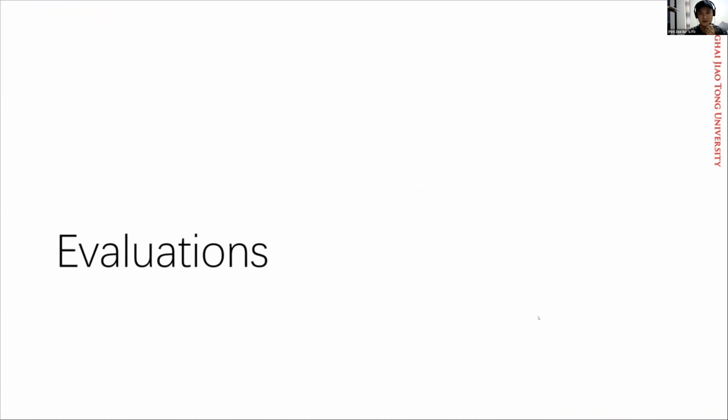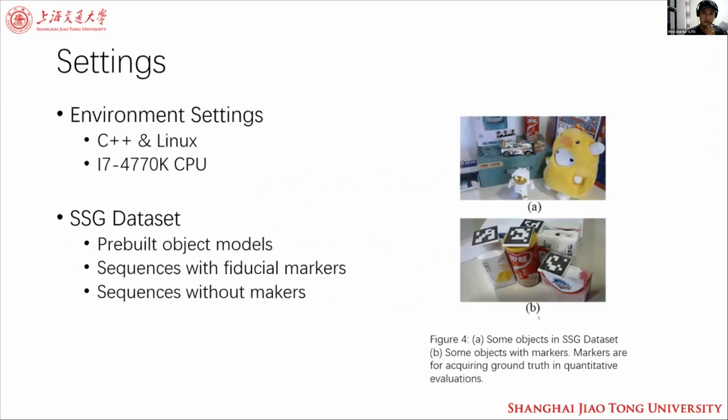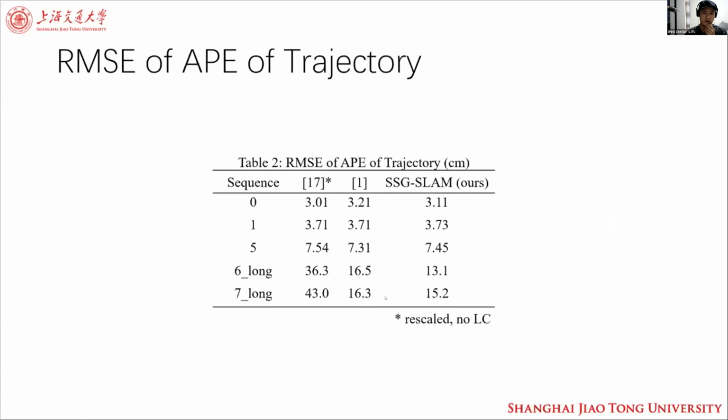Now the evaluations. Our system has been implemented in C++ and deployed on a Linux machine. We made our own SSG dataset, and it provides pre-built object models, a sequence with markers to provide ground truth of objects' poses, and a sequence without markers for visual tests and results. We perform quantitative evaluations on the SSG dataset using our SSG SLAM against Dorian's work and ORB-SLAM.